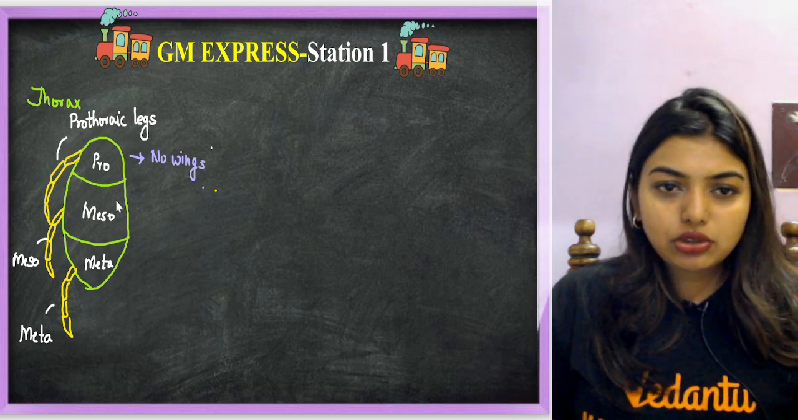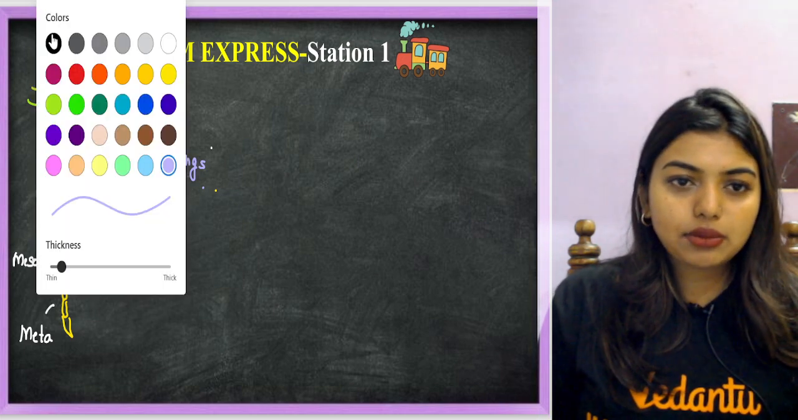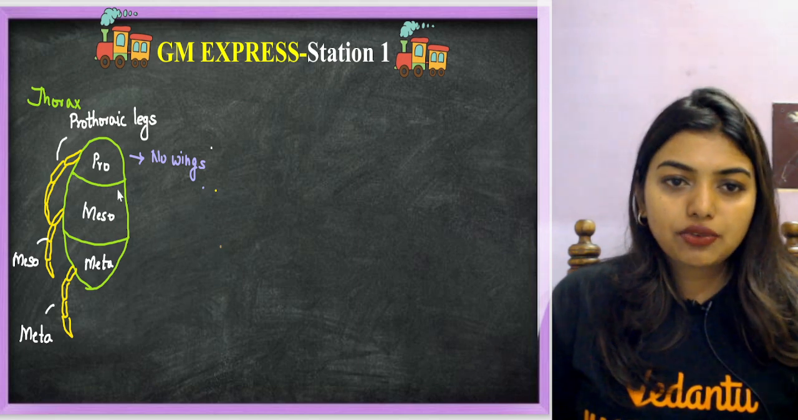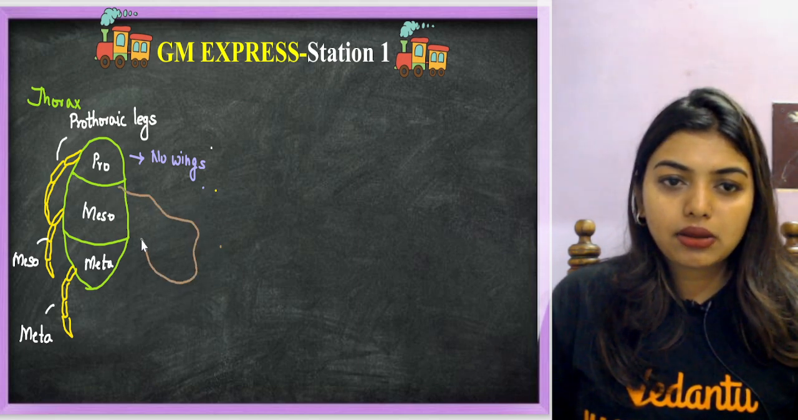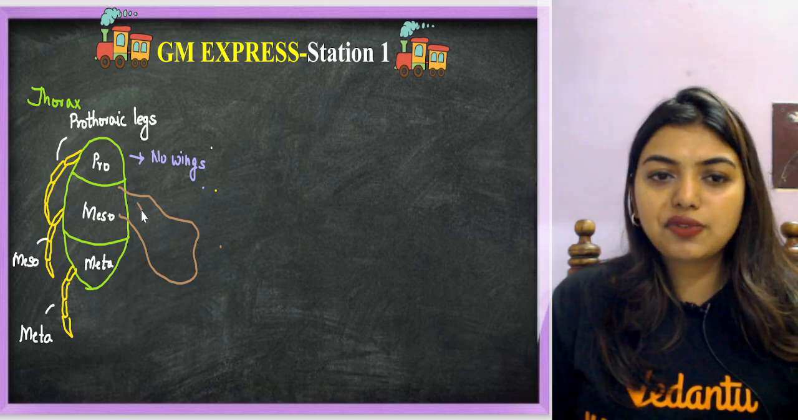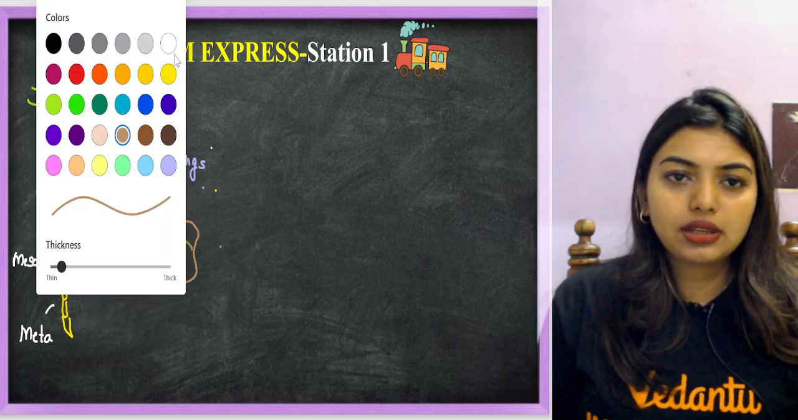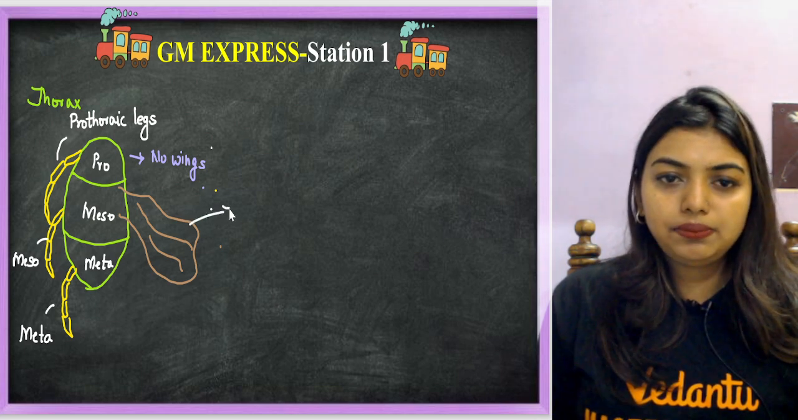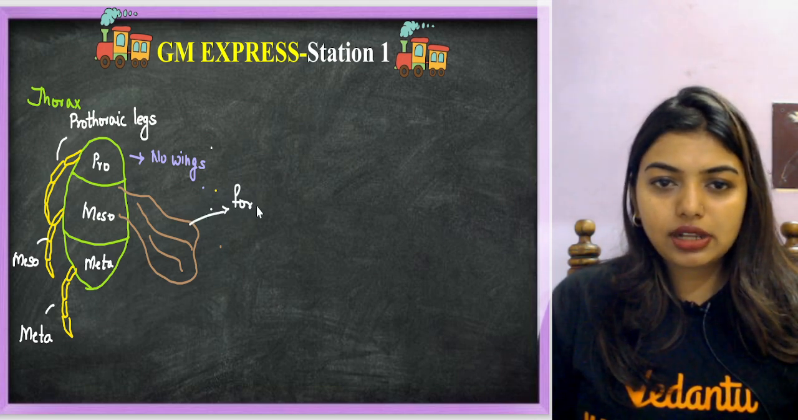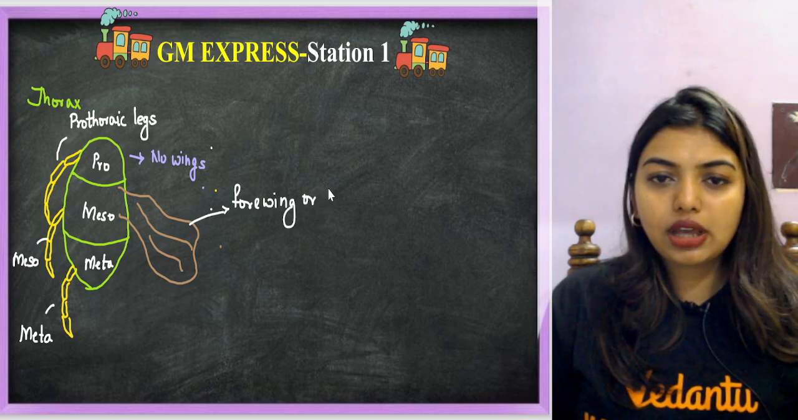Now from the mesothorax, the first wing will arise. That will usually be brown in color. This first wing is called the forewing, or the other word is tegmina.